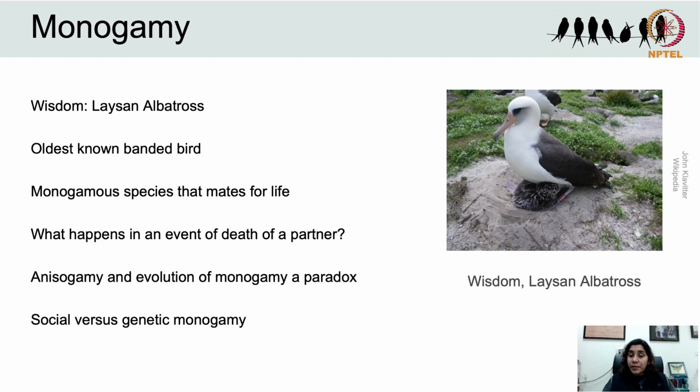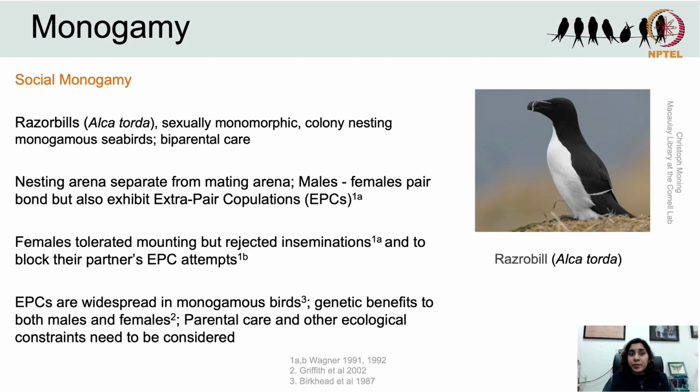But the question about the paradox of monogamy, given that males must maximize mating, still arises. In order to address this, we must understand that monogamy in birds can be social or genetic, as we discussed. Now let us look at these mating systems using some examples. In this picture, you have a razorbill, and razorbills are sexually monomorphic, colony-nesting monogamous seabirds in which both males and females participate in providing care for the offspring. In these seabirds, the nesting arena is separate from the mating arena, and all the matings occur exclusively in the mating arena.